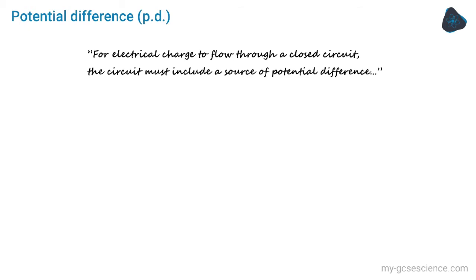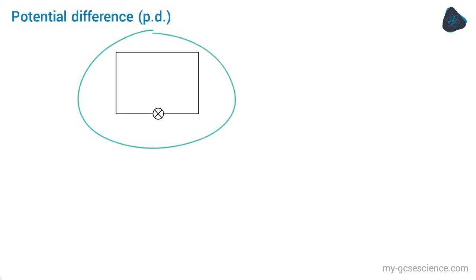A hardcore physicist might say something along the lines of this. Although that sounds absolutely terrible, what it's trying to say is actually quite simple, so let's break it down. What's going to happen in this circuit? The answer, of course, is not a lot, as there's nothing present which can push current around the circuit.